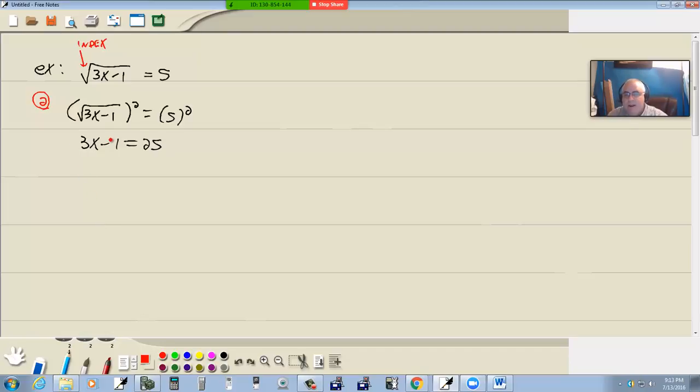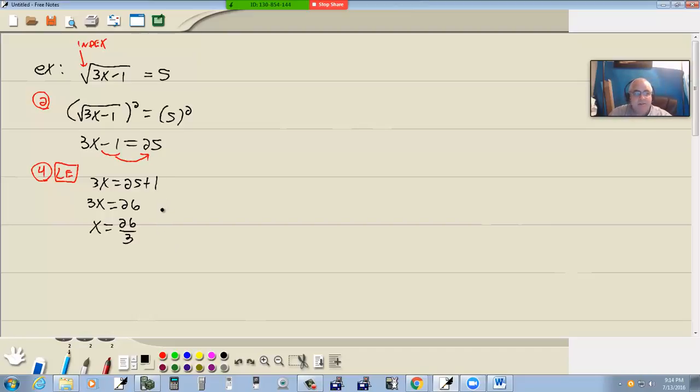Step 3, if you have more radicals, go back to step number 1. We don't have any more. Step 4, solve for x. This is a linear equation at this point because we got the x to the first power. So get rid of parentheses, don't have any. Get rid of fractions, don't have any. Get everything with an x on one side, numbers on the other. So I'll take the negative 1 over, and it becomes a positive 1. So we get 3x equals 26. Divide both sides by 3. And we get x equals 26 over 3, maybe.